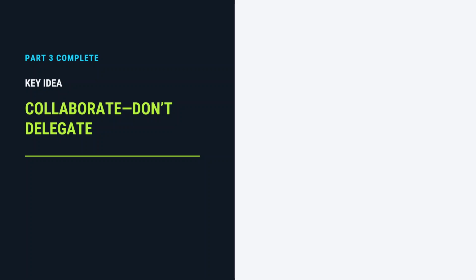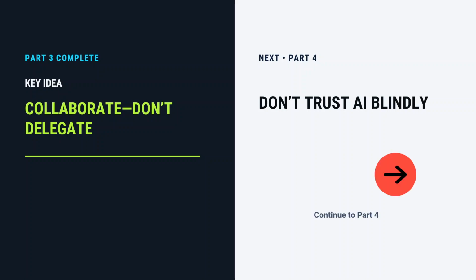That concludes Part 3. In Part 4, we will turn from creating better outputs to evaluating them, examining hallucinations, bias, AI slop, risk-based verification, privacy, and responsible AI use.